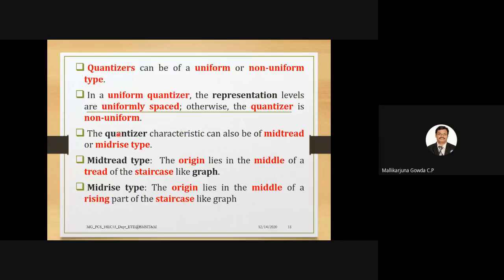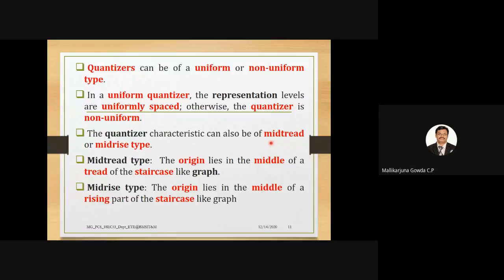The quantizer characteristics can also be of mid-tread type or mid-rise type. These are the other two different types of quantizer characteristics. It may be either mid-tread or mid-rise. This comes within the uniform or non-uniform type of quantizer.